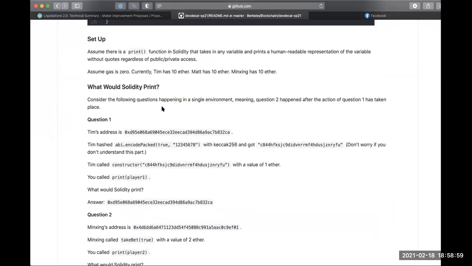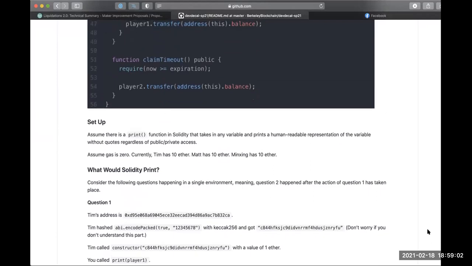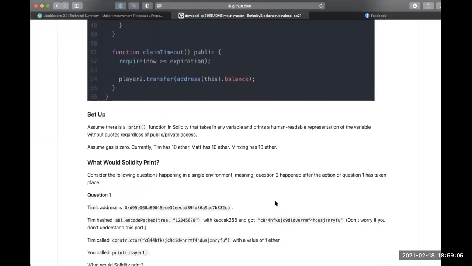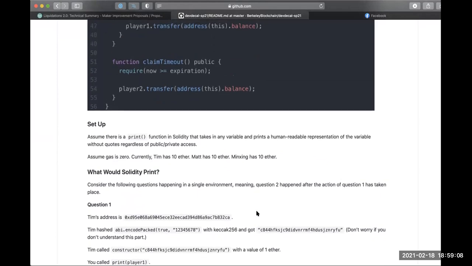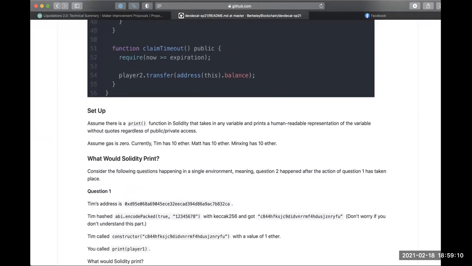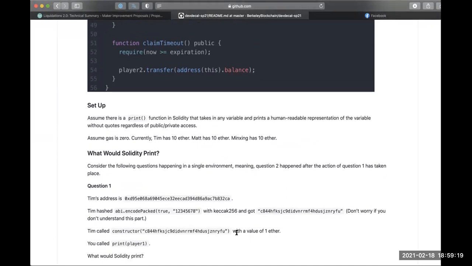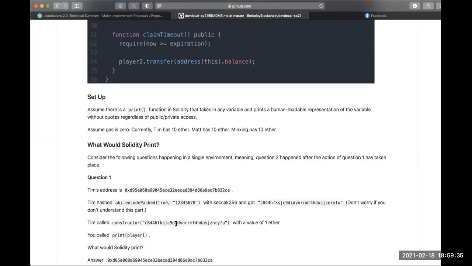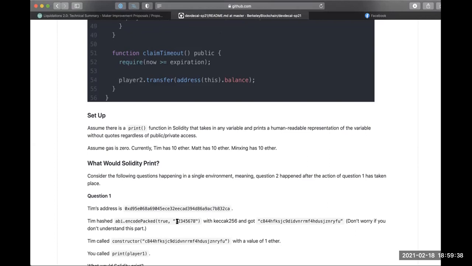So our first question was: Tim's address is here, and he hashed that over here. Print player one, what would Solidity print? Let's step through the code. He called the constructor with a value of 1 ether, and then you call print player one. So let's see what happens.